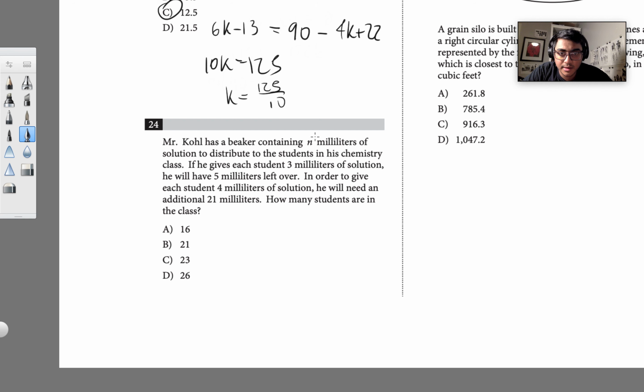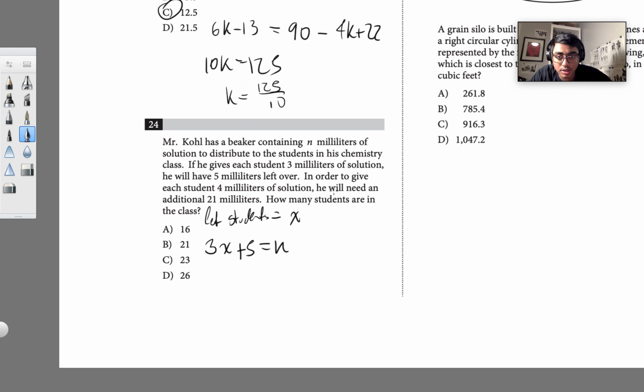Alright, so we're given a variable n for the number of milliliters of solution, but let's make a variable for the number of students. Let the number of students equal x, right? So if each student is given 3 milliliters of solution, there will be 5 milliliters left over. That means 3 times x, plus another 5 left over, is all equal to n, the total number of milliliters. So that's one equation, but we need 2.